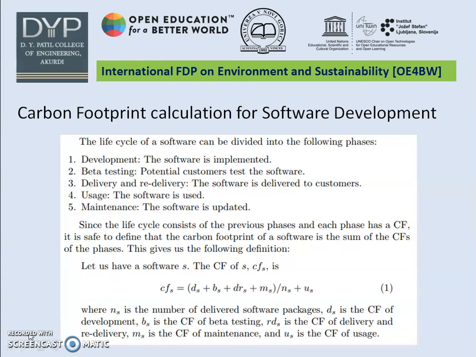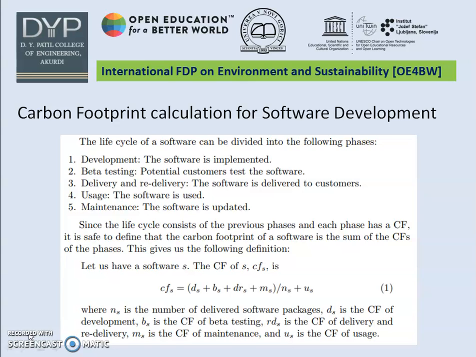Then is the delivery and redelivery. This is based on the software delivered to the customers. Next is the usage. It means the software is actually getting used. Then the last one is the maintenance. It means we have to look after the maintenance of software, like keep on updating the software. Since the life cycle consists of the previous phases and each phase has a carbon footprint, it is safe to define that the carbon footprint of a software is the sum of the carbon footprints of the phases.